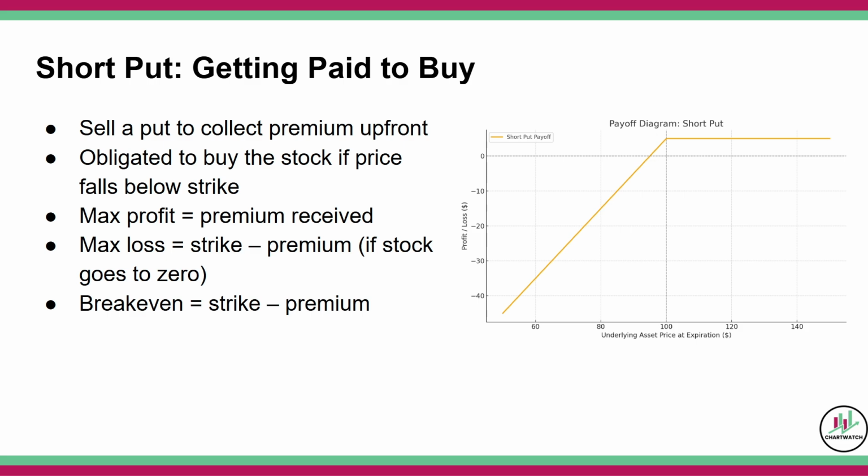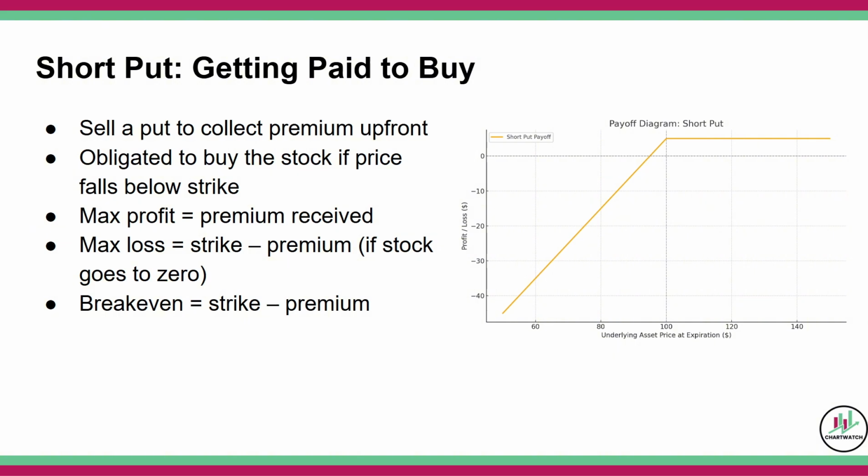Let's say you sell a $100 put for $5. If the stock stays above 100, the option expires worthless, and you keep the $5 premium. If the stock falls below 100, you're assigned shares at 100, but you've already collected the $5 premium, so your effective cost basis is 95. And if the stock crashes to zero, your max loss is $95 per share. So you're taking on real risk, but you're doing it with a defined floor and getting paid to do so.